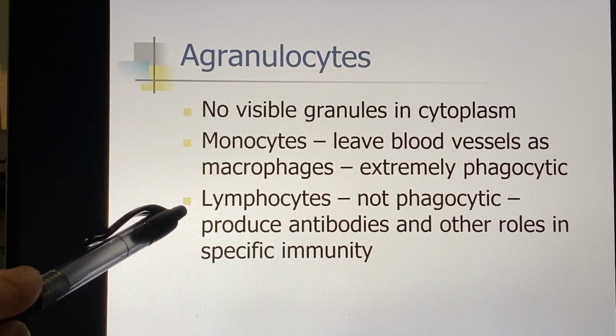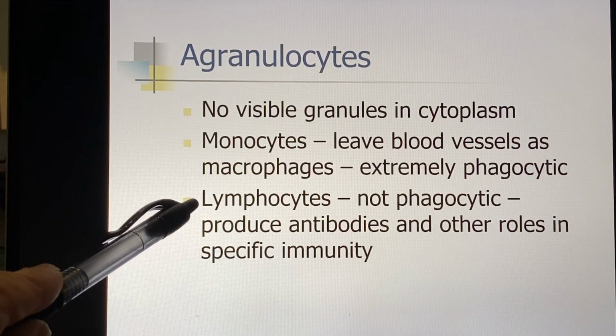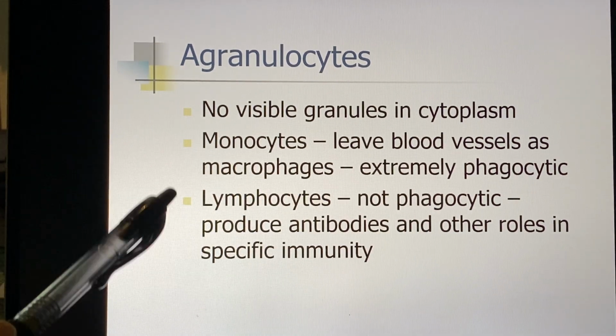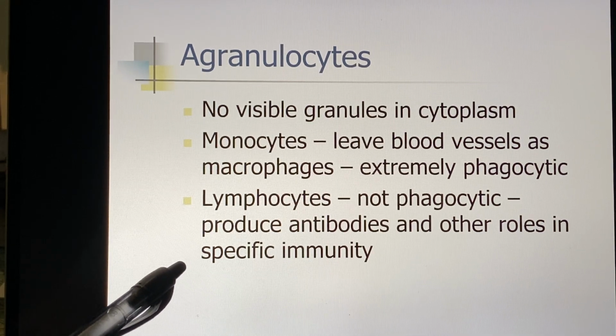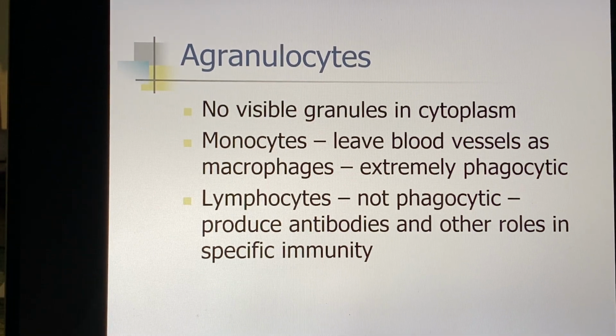Okay, so lymphocytes, which you'll also hear referred to as B cells and T cells, that's chapter 17. They do not eat anything. They're not phagocytic. They are the ones that are going to produce antibodies and are involved in your specific immunity. However, it's really important in this chapter that you understand what monocytes do.